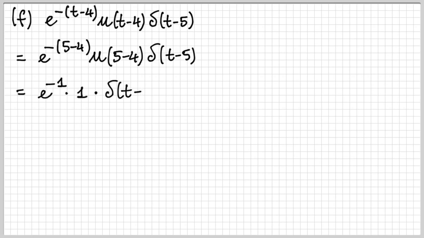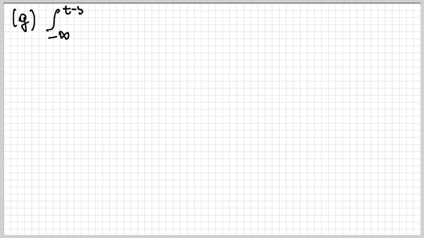By knowing that u of 1 is 1, because the step function is 1 for positive times and 0 for negative times, I further simplify the expression and I obtain 1 over e times the delta centered at 5. Let's move on. In this case, we need to calculate the integral of a delta.